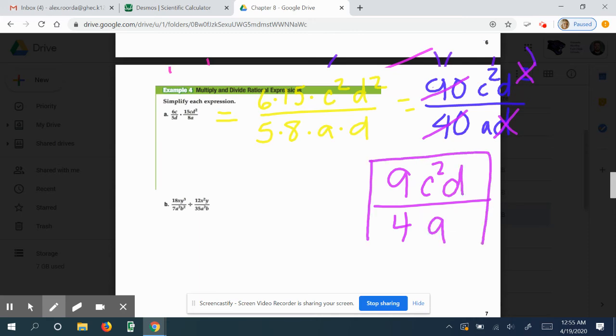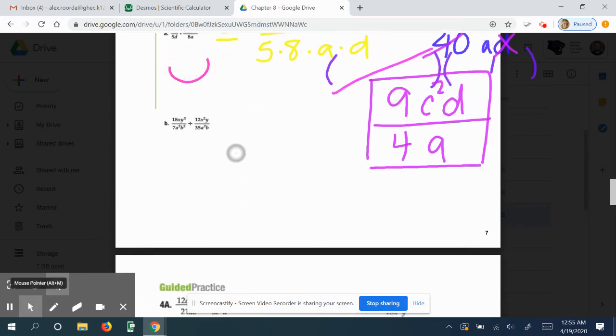So now I'm simplified. This goes back to what we talked about in the beginning, I believe it was chapter 5, when we were simplifying expressions like this. All right, let's take a look at example B now.